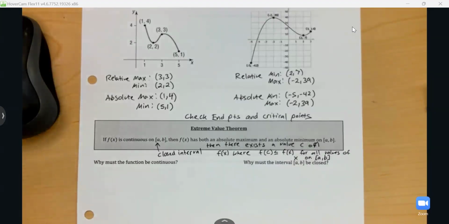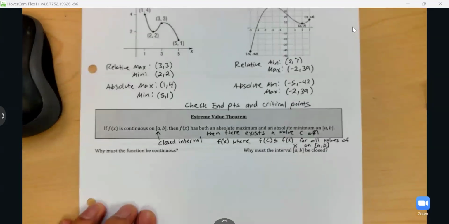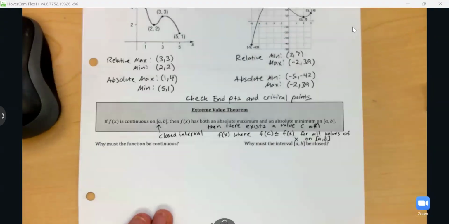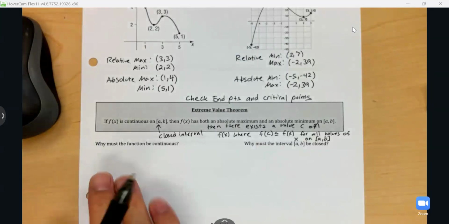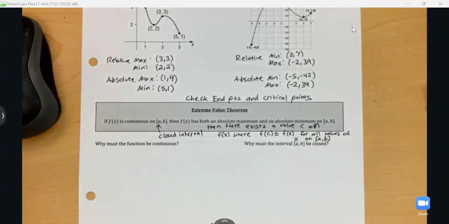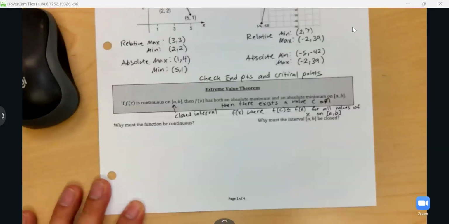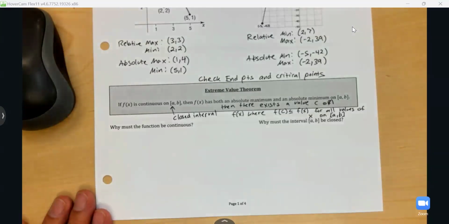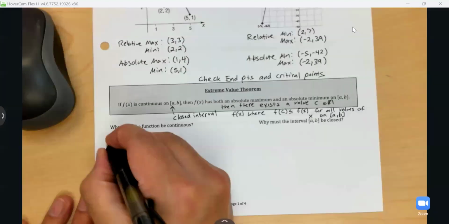Okay. All right, so let's get into a little bit about why these conditions need to be what they are to prove that there must be existence of an absolute max or min. Okay, so first, why must the function be continuous? Okay, so I think the easiest way to prove why is to show counterexamples. So I'm going to draw an example where f of x is not continuous, and therefore there's an example where it doesn't have an absolute max or absolute min. Okay, so here's my first example.